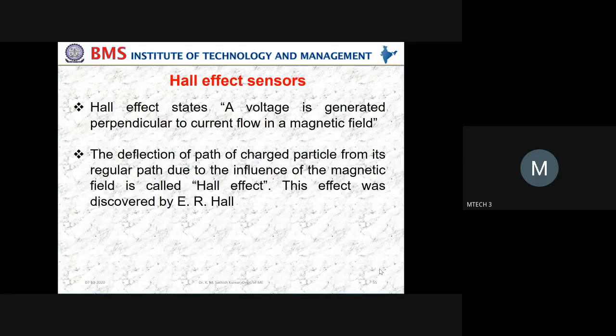Now we'll proceed with what is called the Hall effect sensor. Before we go with the Hall effect sensor, first note down that the Hall effect sensor is a type of magnetic sensor, which is mainly used to determine the magnetic flux density.